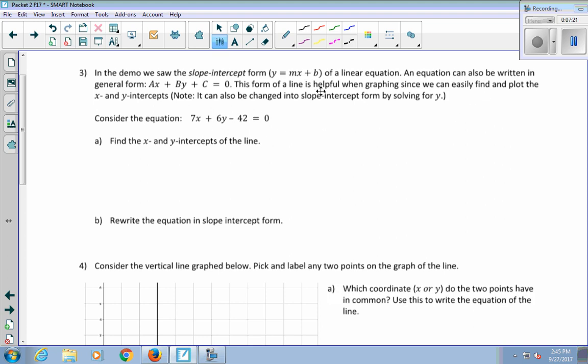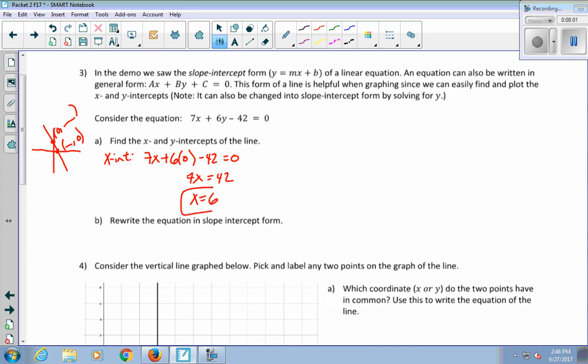Okay, so here's an equation for a line. I want to find the x and y intercepts. So think about any old line here. When it crosses the y-axis, its x-coordinate is 0, right? 0 comma something. And when it crosses the x-axis, it's something comma 0. It's the y-coordinate that's 0. So to find the x-intercept, you make the y 0. So this is going to be 7x plus 6 times 0 minus 42 equals 0, and I solve for x. So I get 7x equals 42, so x is 6.